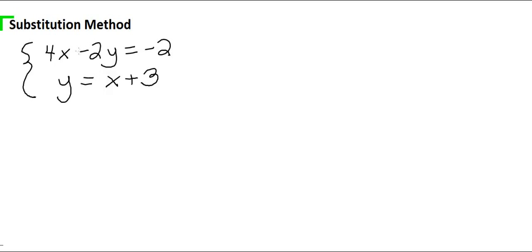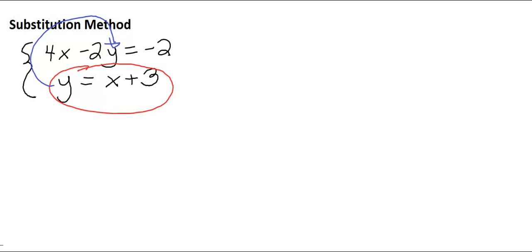Okay, so to solve this, what you want to do is solve for one of the equations. We've actually already done that. We've already solved for y. That's how the problem was represented. So what you're going to do is take that and plug it in to the first equation for y. So instead of dealing with 4x minus 2y equals negative 2, you're going to do 4x minus 2 times (x plus 3) equals negative 2. So we have to plug it in.